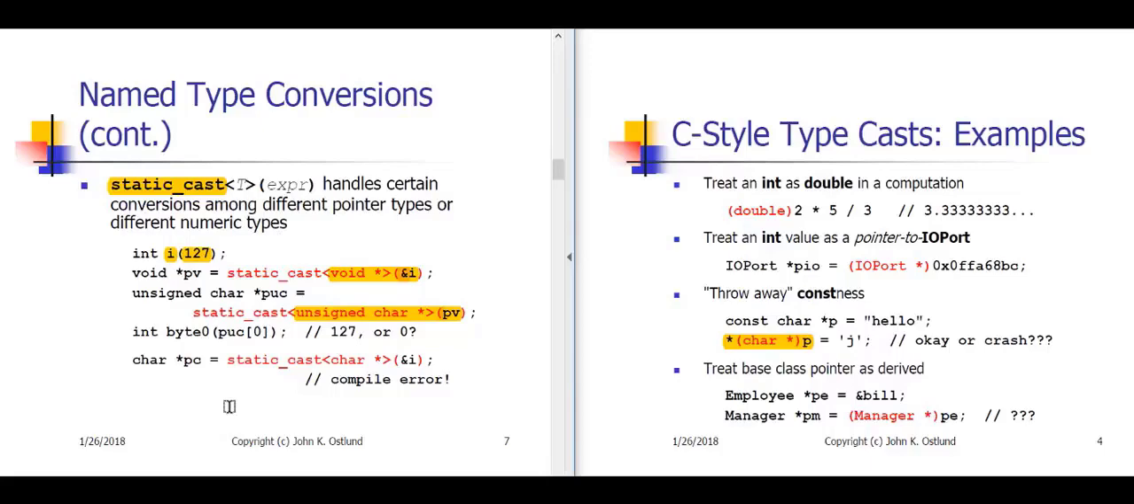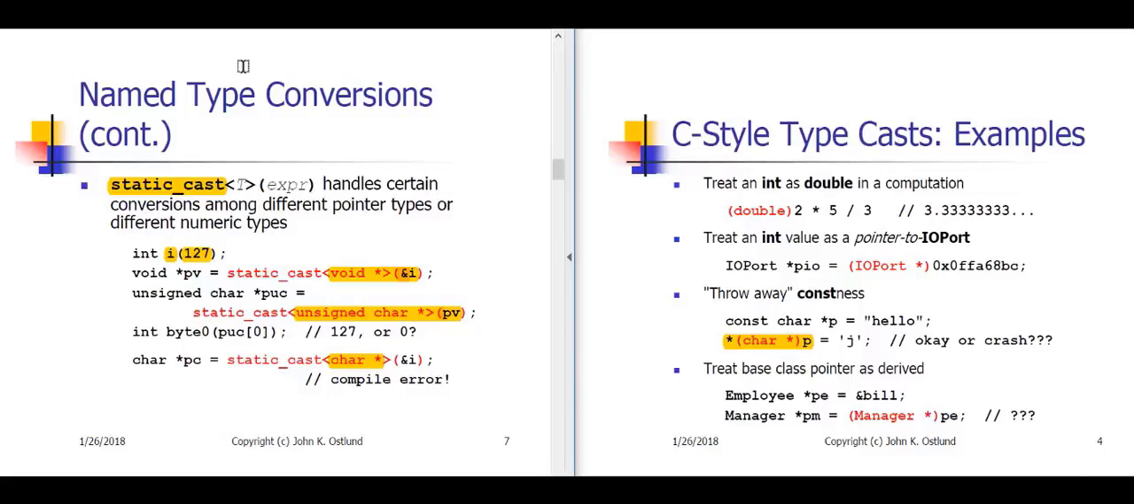Now, you can use static cast to convert to and from pointers to void, but you can't use static cast to convert directly from one specific pointer type to another specific pointer type other than void. Here, if I try to take the address of an int and convert that to a char pointer, the compiler will complain at me. So static cast does allow me to convert from one kind of pointer to another, but it requires me to be careful and thoughtful about how I do this.